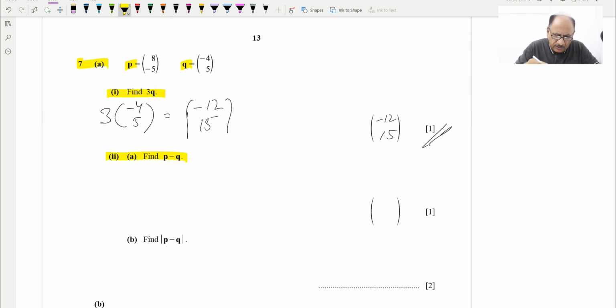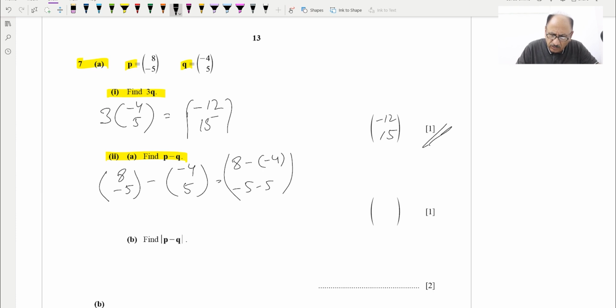Similarly, the second part, A is P minus Q. So P minus Q means for P we write 8 and minus 5, and minus Q will be minus 4 and 5. So we can write 8 minus minus 4 and minus 5 minus 5 in one bracket, and this will result in 8 plus 4, which is 12, and minus 10. This will be our answer, 12 and minus 10. This is also for 1 mark.